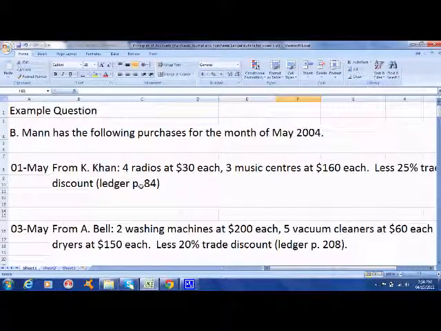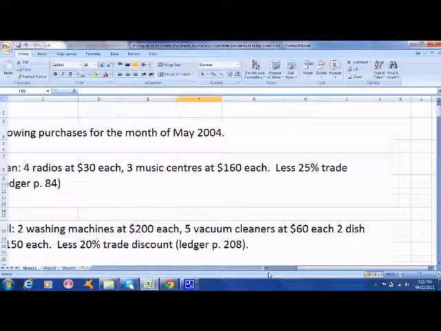Then the page ledger, remember, is page 84. This page number, friends, is like, for example, a page number in a book. So this will go on page 84 of the purchases ledger. May 3 from Abel, 2 washing machines at $200 each, 5 vacuum cleaners at $60 each, 2 jars at $150 each, less 20% trade discount. Alright. As you go along, write the questions as you go along, please.